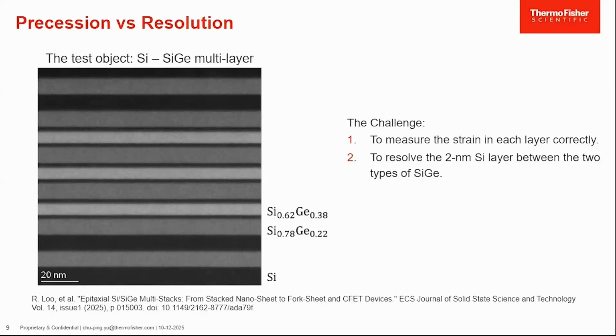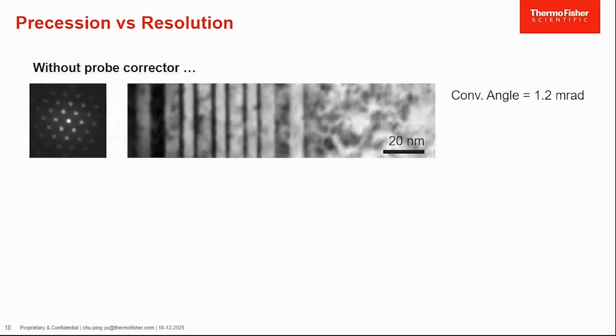To start with, we use a convergence angle of about 1.2 milliradian. This is quite a common setup, I would say, to measure strain with. We notice it is already capable of resolving that 2 nanometer layer, but you will also notice the edge of this layer is a bit blurry. That indicates we are right on the edge of the resolution that's good enough to resolve these layers.